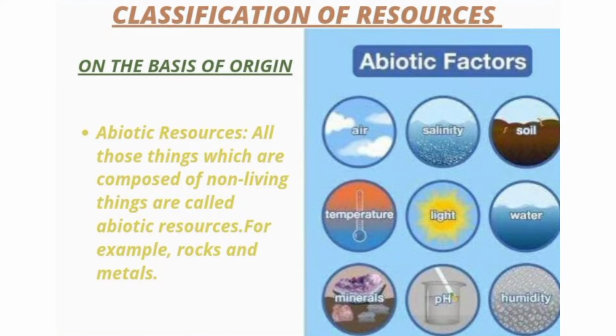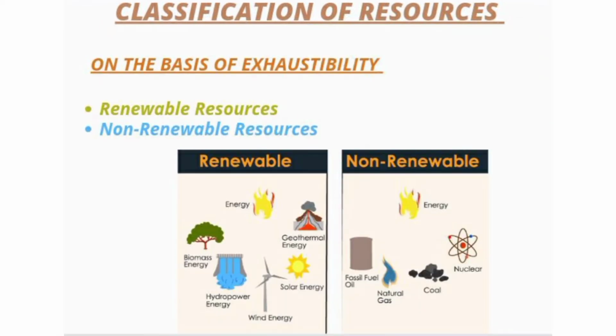Abiotic resources. All those things which are composed of non living things are called abiotic resources. For example, rocks and metals. On the basis of exhaustibility, the resources are divided in two groups: renewable resources and non renewable resources.